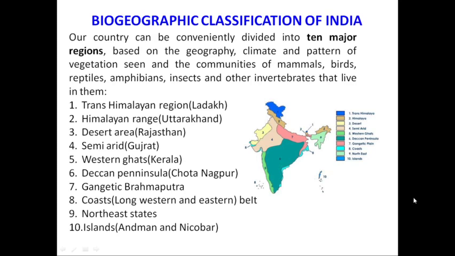desert areas in Rajasthan, semi-arid region of Gujarat, then Western Ghats of Kerala, the Deccan Peninsula in Chota Nagpur, then the Gangetic Brahmaputra region, then all the coasts, the long western and eastern belt, northeastern states, then islands such as Andaman and Nicobar. So these are 10 different regions which are divided on the basis of geography, climate, and the pattern of biodiversity. So this is how the entire India has been divided into various biodiversity distinct regions.